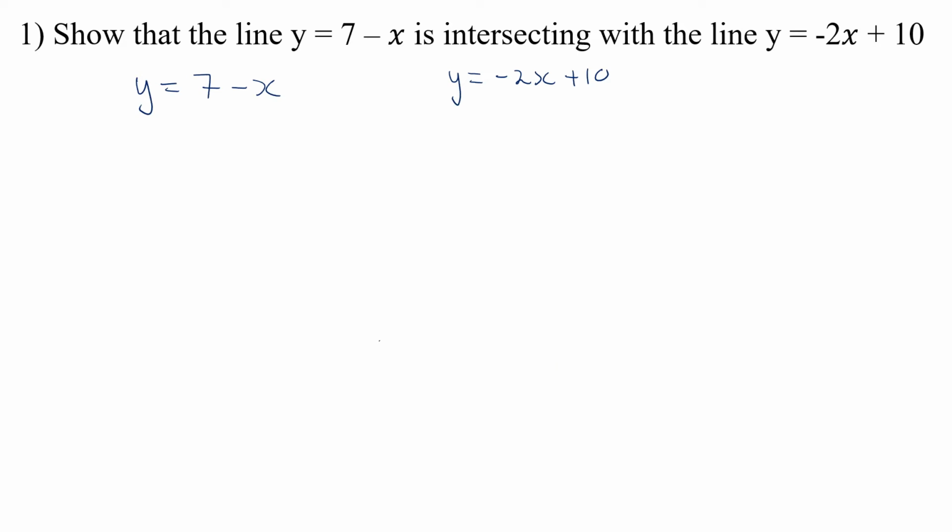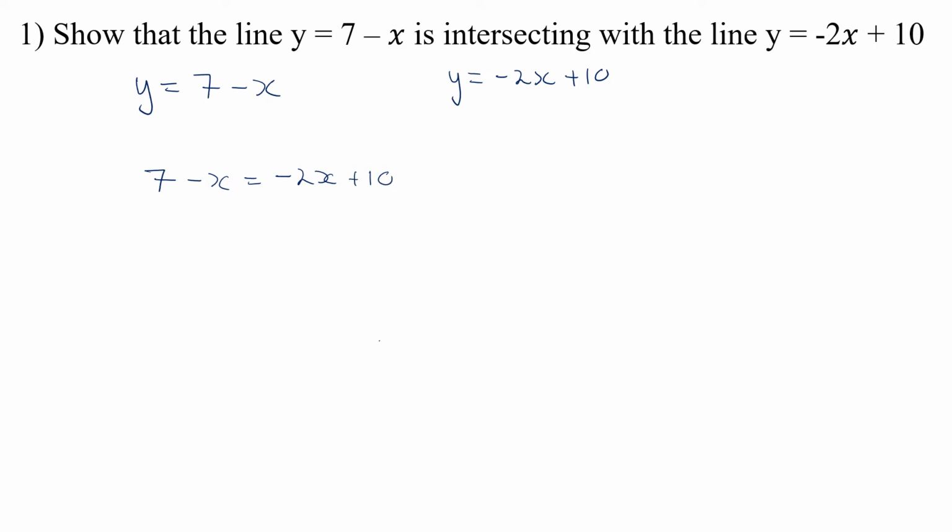So the easiest way for me, look at what I'm doing here. So this is my situation here: 7 minus x is equal to minus 2x plus 10. That's all I have to do. And then I just solve for x.